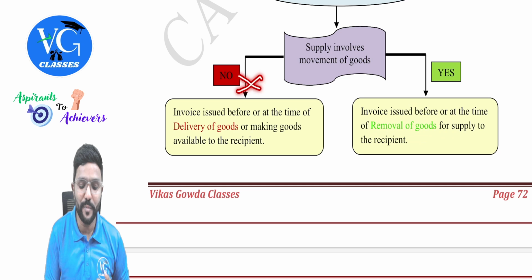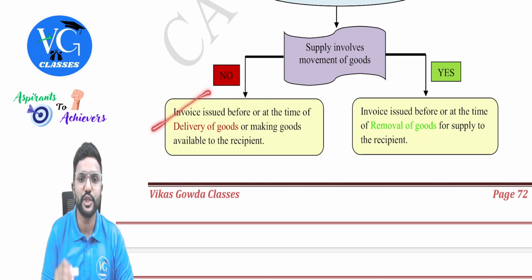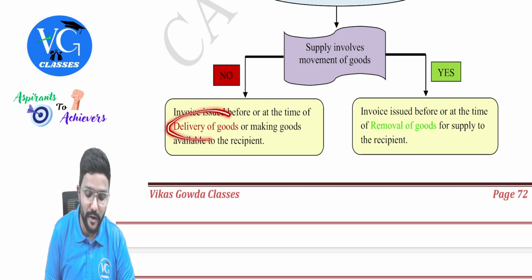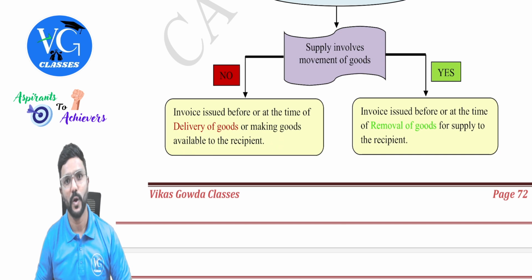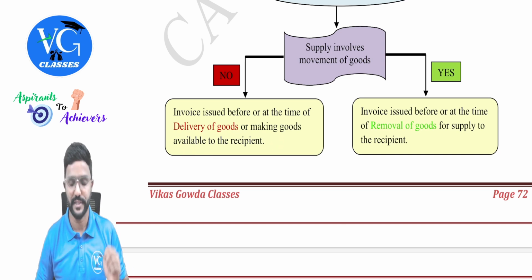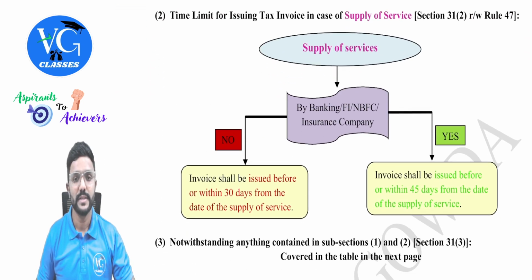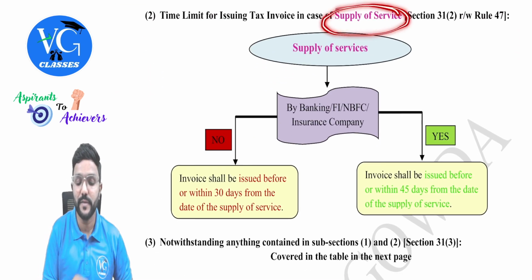Sir, what if there is no movement of goods? Then the invoice has to be issued before or at the time of delivery of goods or making the goods available to the recipient, guys. Okay. And who has the responsibility to issue the invoice? The supplier to the recipient. Okay, sir. Sir, what if it is the supply of services?